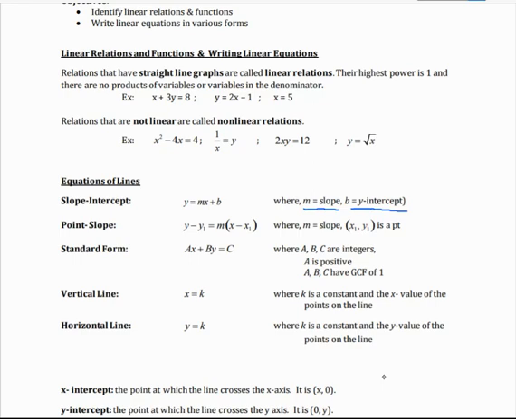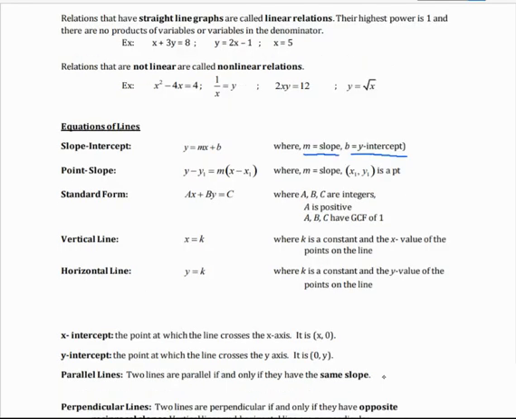Then we have point-slope form. Point-slope form is y - y1 = m(x - x1). So remember, we substitute in for our slope, which is m, and then we substitute in for x1 and y1, which is an ordered pair. We leave this y and this x alone as the variable.